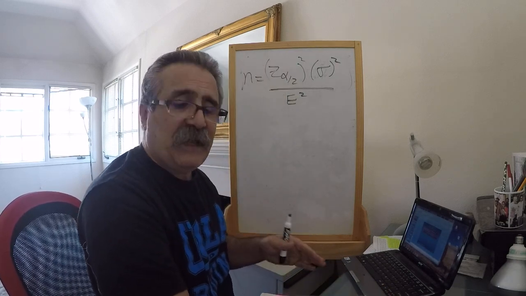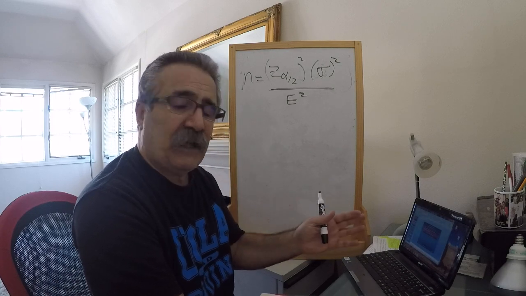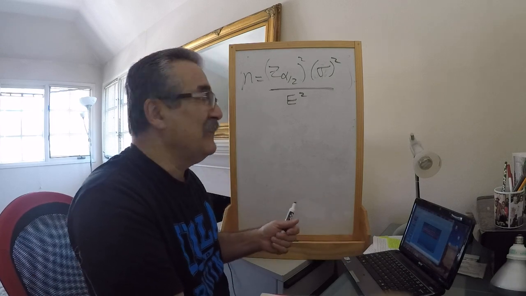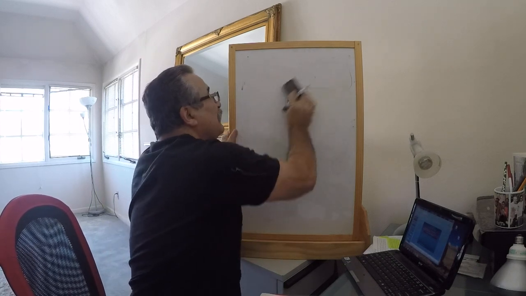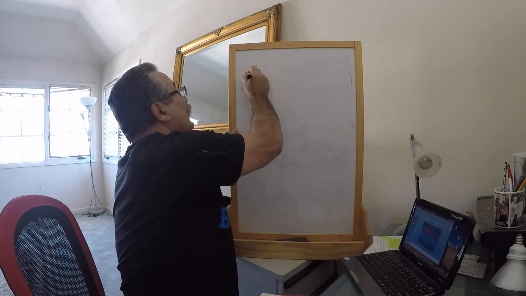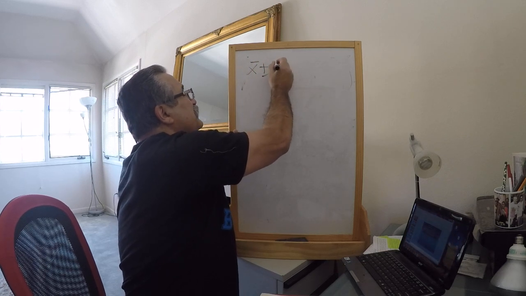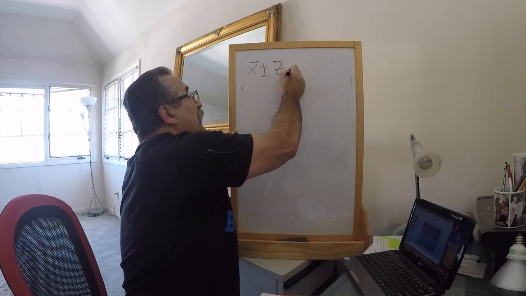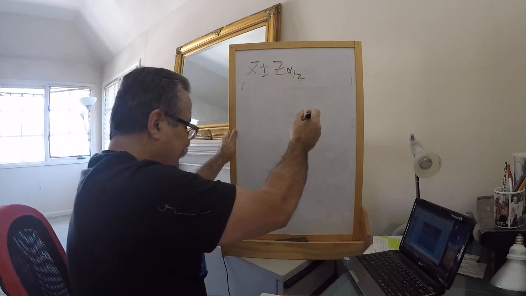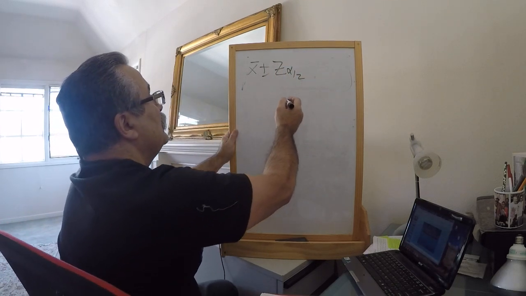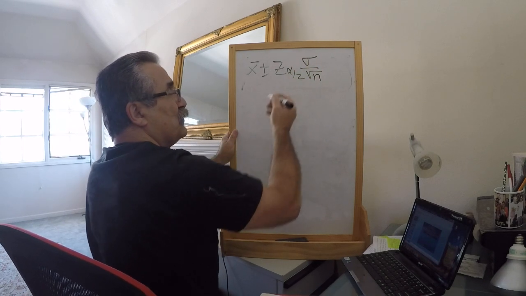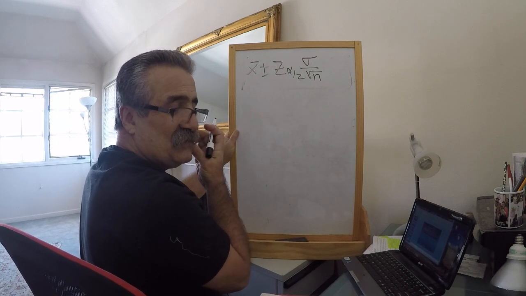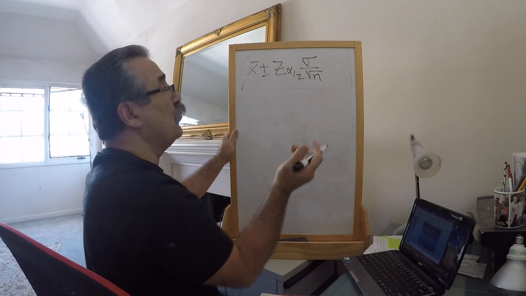All right? Now, in this part of chapter 8, we're going to do everything that we did with X bar. Like we had X bar plus or minus Z sub alpha over 2 times sigma over square root of n. This was for sigma known. Now we do the exact same thing, but this time for proportion.